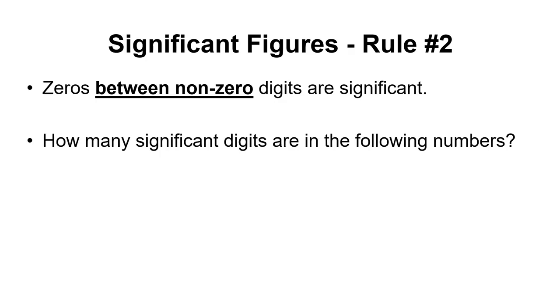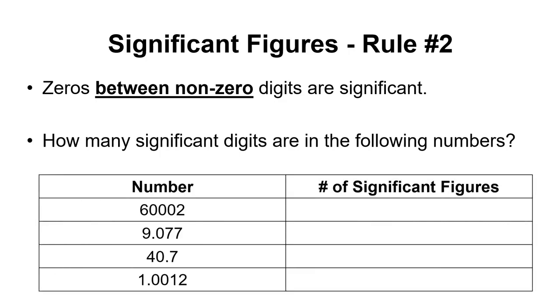Let's look into this one. How many significant digits are in the following? 60002. So here there are 5 significant figures because the 6 is significant, the first 0 is significant, the third 0 is significant, this 0 is significant. Why? Because these are zeros between 6 and 2. They are zeros between non-zero numbers, so they are significant.